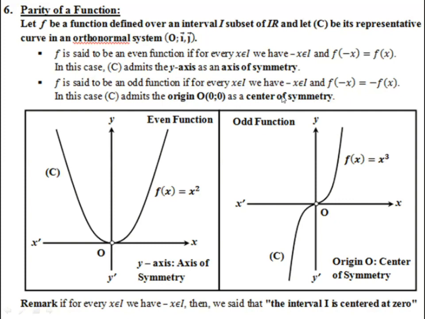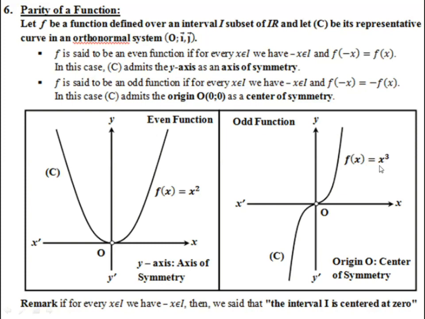For the odd functions, similarly, we have two conditions. First condition, the same as for even functions: if x belongs to I, then minus x belongs to I, or the domain is centered at 0. Moreover, f of minus x must be minus f of x and not f of x. In the case of the odd function, the origin O is the center of symmetry. For even functions we have the y-axis as axis of symmetry; in the odd case, we have the origin O as center of symmetry.